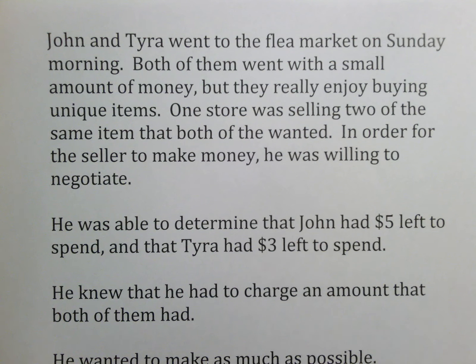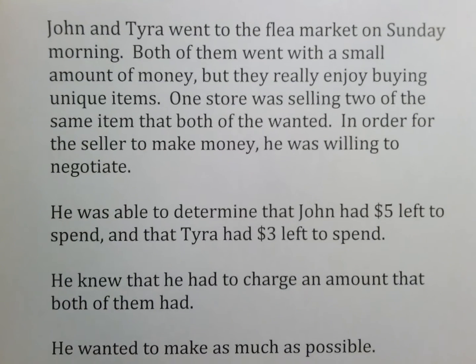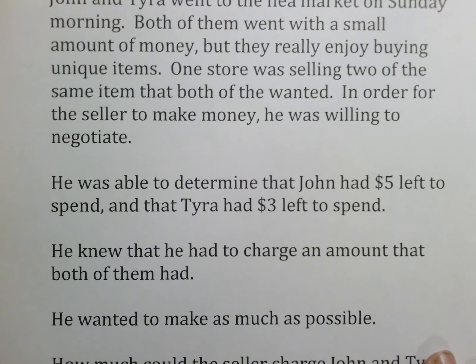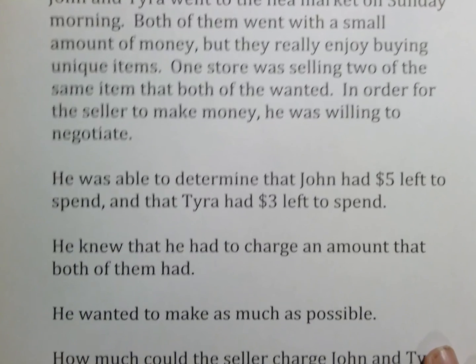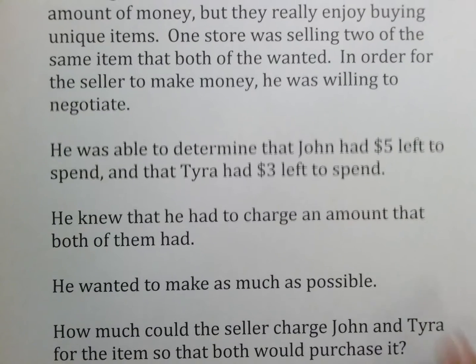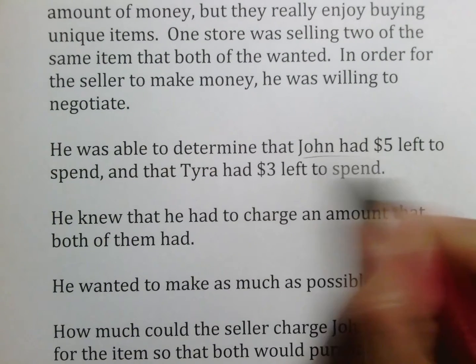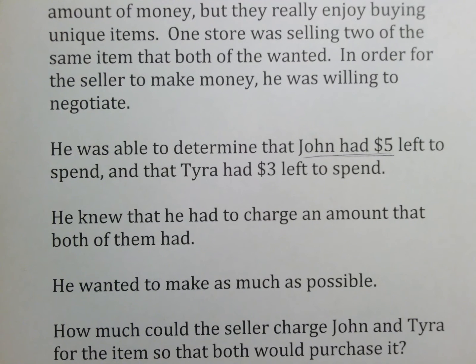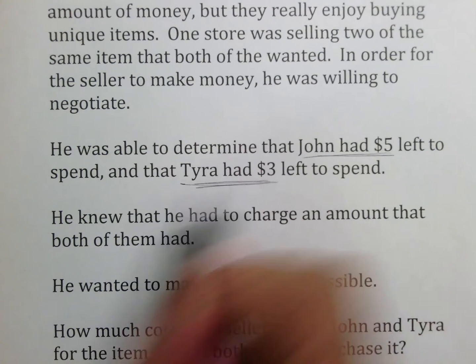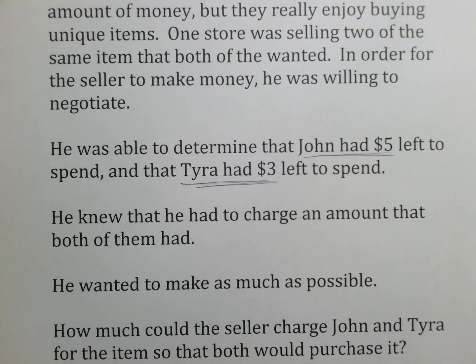In order for the seller to make money, he knew he had to negotiate with them. Because of course at flea markets that's what you can kind of do. You can say, well, I don't want to spend $5, I'd rather spend $1, and then you kind of negotiate and figure out what you're going to do. So what the person was able to do was determine that John had $5 through whatever talking or whatever. But again, in the end, he knew that John had $5 left to spend and that Tyra had $3 left to spend. He also knew that of course you had to charge an amount that both of them had.